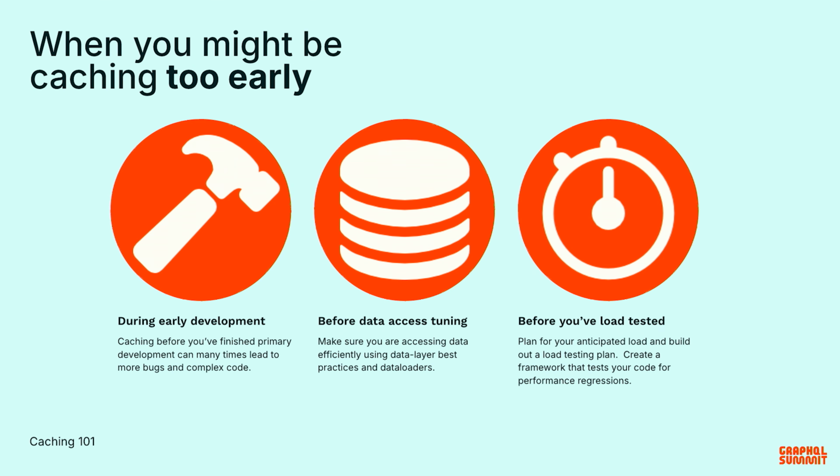So the next situation where you might be caching too early is before you've actually tuned your data access layer, right? If you are issuing in a loop 1,000 select statements and you're thinking cacheability is going to solve that particular problem, that might not be the answer. You might need to actually tune the way that you're accessing data first, then move on to caching.